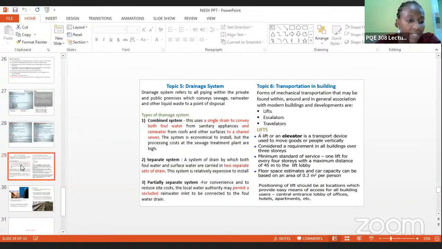Transportation in building. We will soon be rounding off. Transportation in building. We know these ones too, because we work in organizations that have different floors, and we have to move from one floor to another. Some of us cannot go through the staircase, simply because of the stress, depending on what floor you are working on. So, transportation in building: there are forms of mechanical transportation that may be found within, around, and in general.